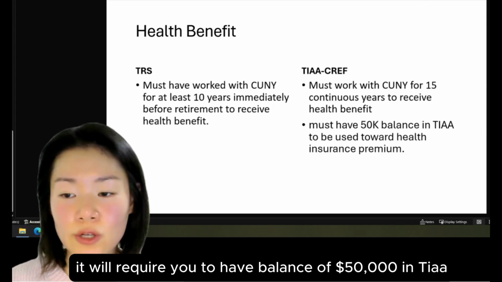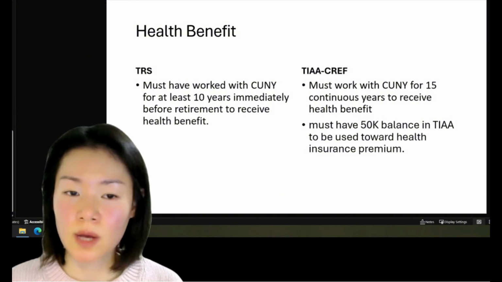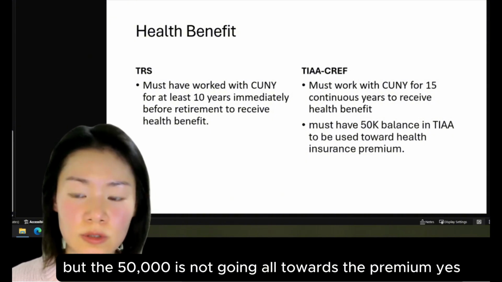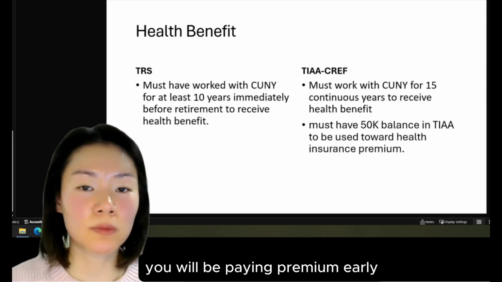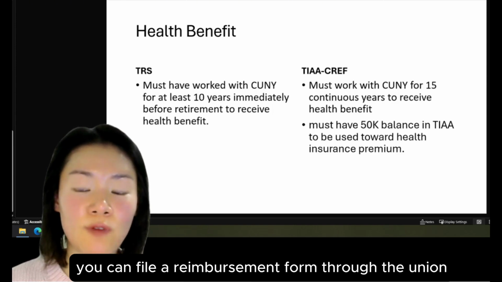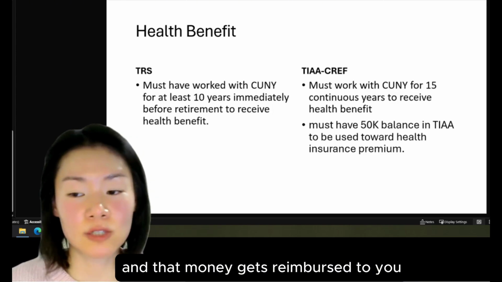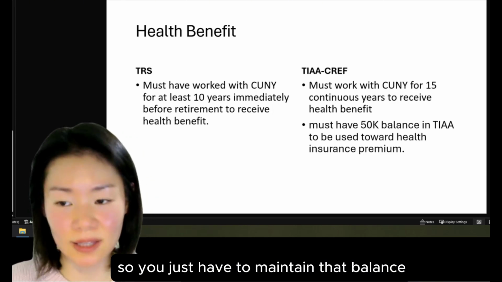It will require you to have a balance of $50,000 in TIAA, but the $50,000 is not all going towards the premium. Yes, you will be paying premiums yearly, but you can file a reimbursement form through the union, and that money gets reimbursed to you. So you just have to maintain that balance.